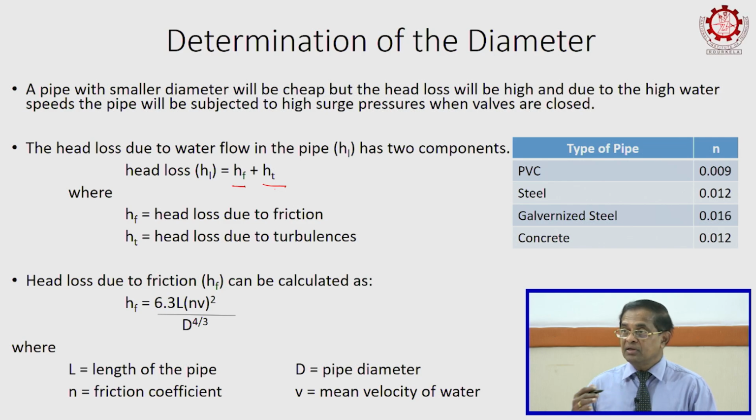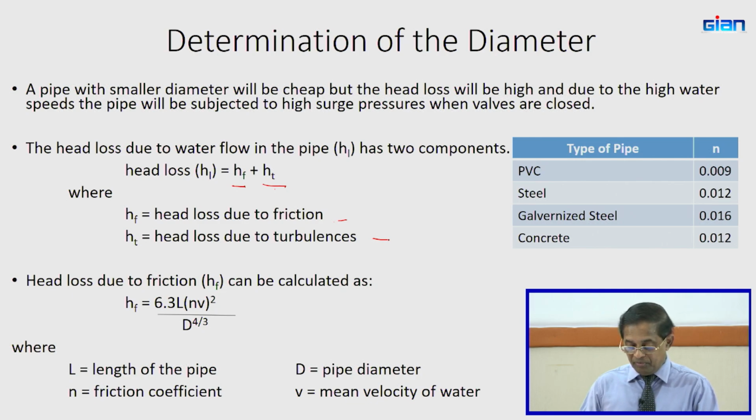Friction comes from the surface. Turbulences come from the various other equipment we install in the pipes, maybe a valve. Due to the presence of the valve, water flow will not be laminar and smooth, it will be disturbed, and turbulences will be increased. So, head loss due to friction and head loss due to turbulences.